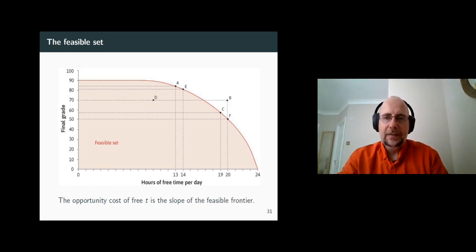Let's think about the slide between points on the feasibility constraint. As I slide down from point A to point E, I notice that my opportunity cost rises. At the same time, the feasibility constraint becomes steeper. Therefore, the slope of the feasibility constraint reflects the opportunity cost of my free time. But the slope tells you a bit more than that. It tells you how you transform free time into grade points at each level of free time.